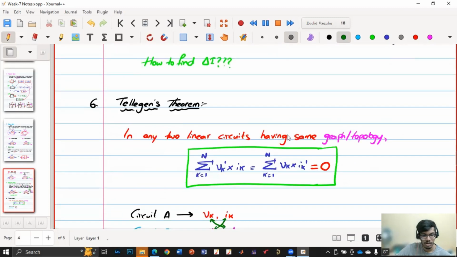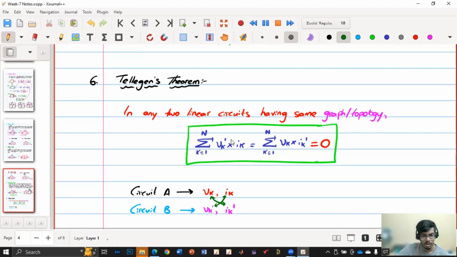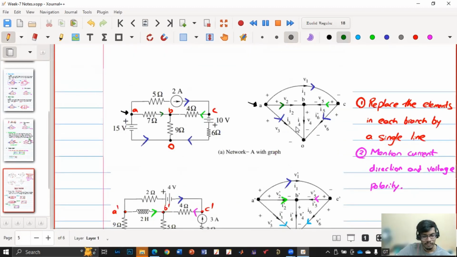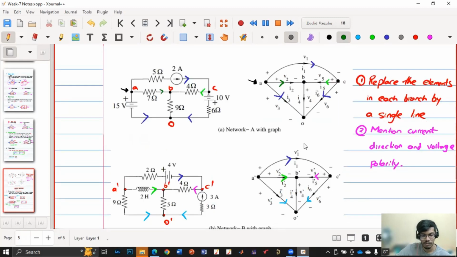Tellegen's theorem says that for two linear circuits having the same graph or topology, the summation of the product of voltages of circuit A with currents of circuit B, or vice versa, is zero. So it relies on the fact that both circuits or networks should have the same graph, else it will not work.